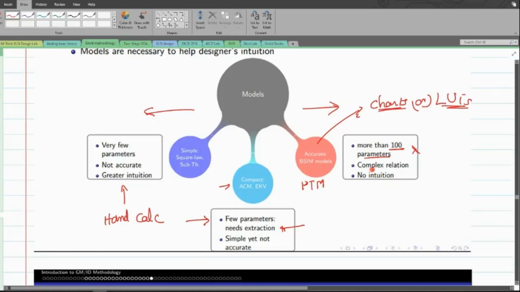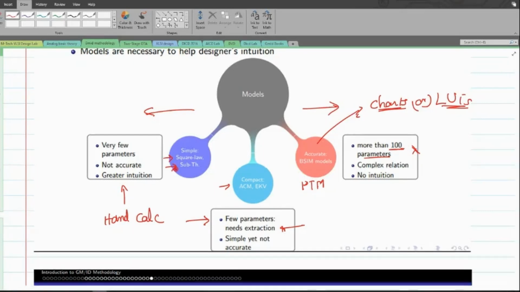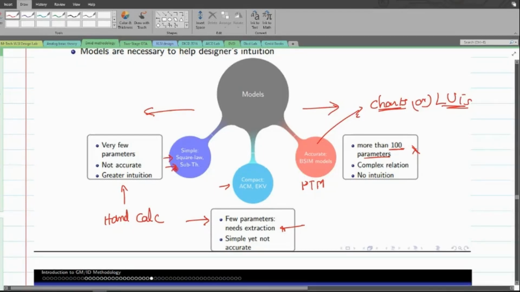But still I can use the simple design process that is followed in the simple square law model. So I'm trying to bridge both these extremes by making use of those charts and LUTs. Clear? These charts and LUTs are derived from the accurate model, and I'm going to use the simple square law model or the subthreshold model, which defines the gain, the transit frequency of the system, or any other parameters, in order to know the direction in which I have to move.